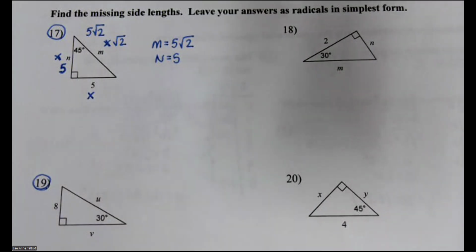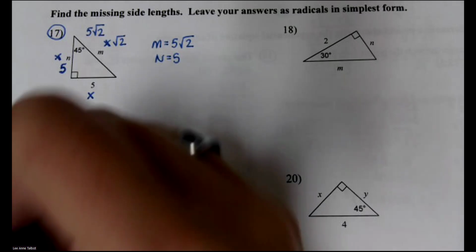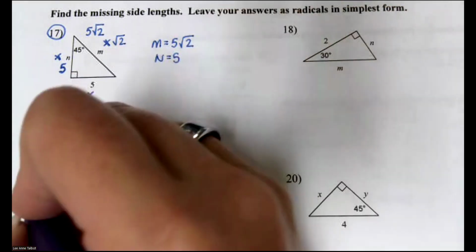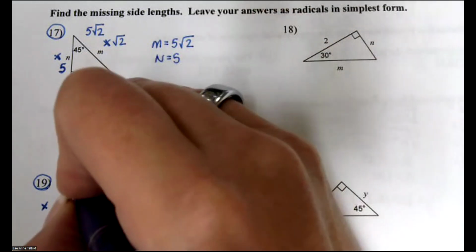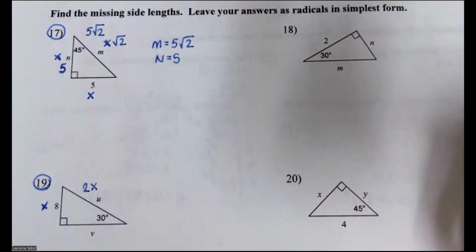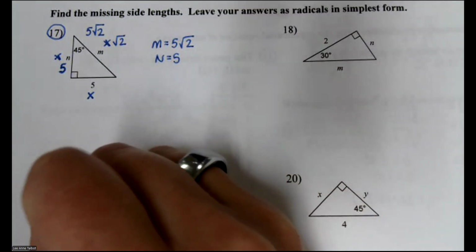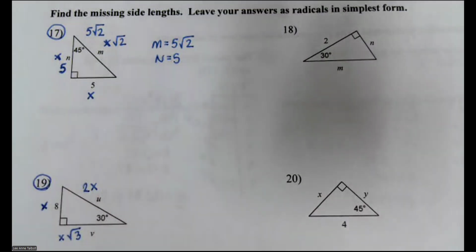Yep, 30, 60, 90 is what? X is the short side. 2x is the hypotenuse. Nice. What's the other one? X root 3. Perfect.